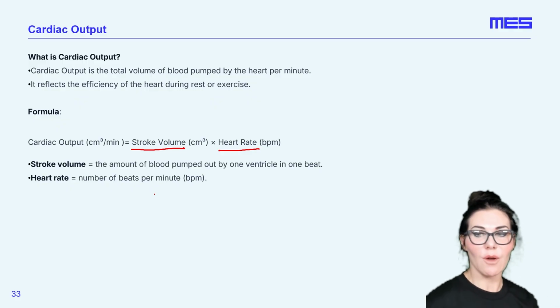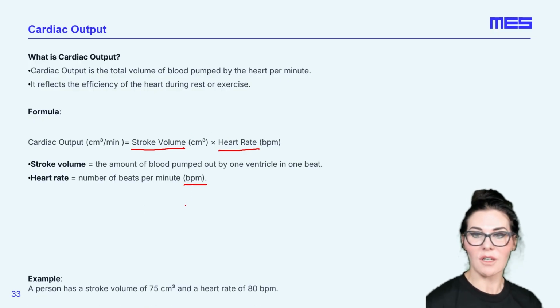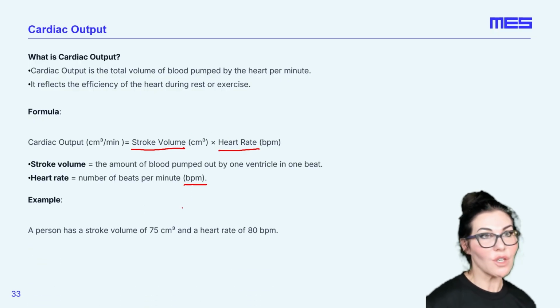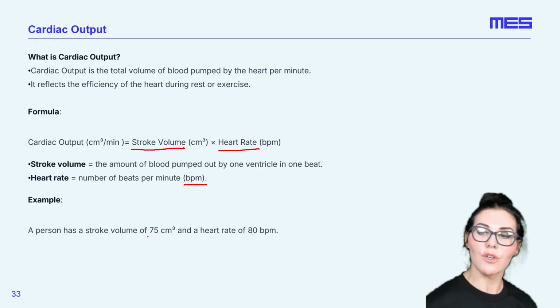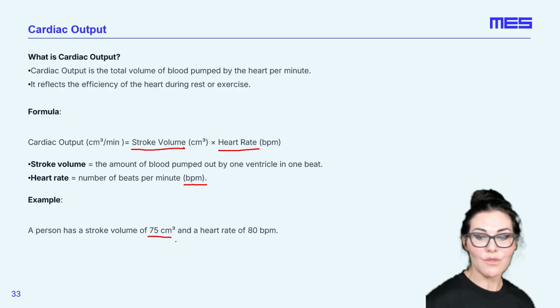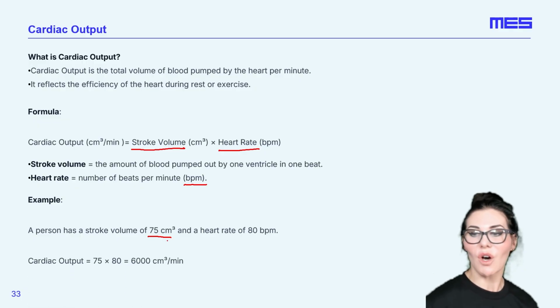They would also record the number of beats for that person per minute, beats per minute, and then use the two figures in a simple calculation in order to get somebody's cardiac output. So here's a typical example. If a person's stroke volume was measured by a doctor to be 75 centimetre cubed and their heart rate was 80 BPM, beats per minute, times those two together, and that person's cardiac output would come to 6,000.